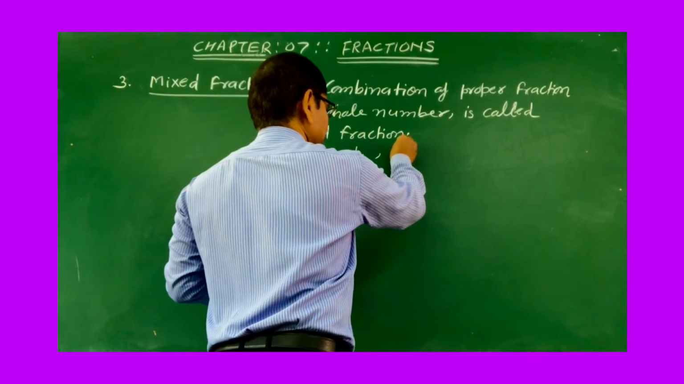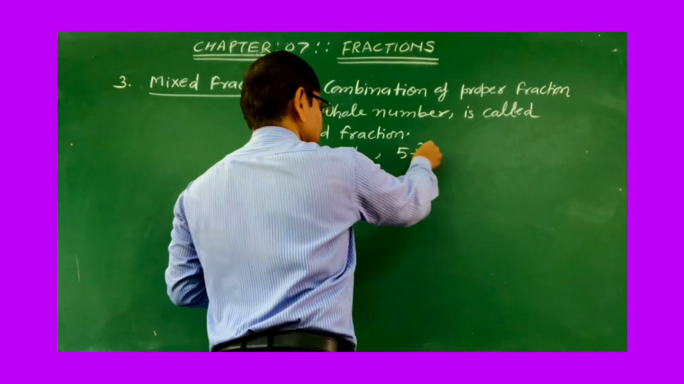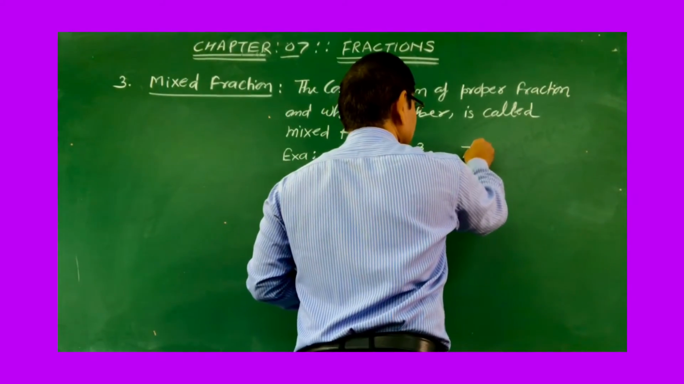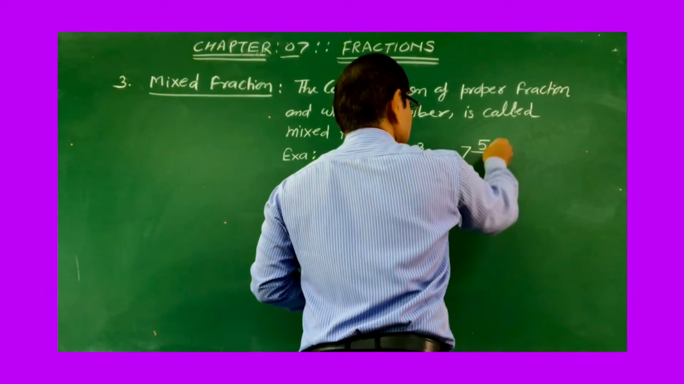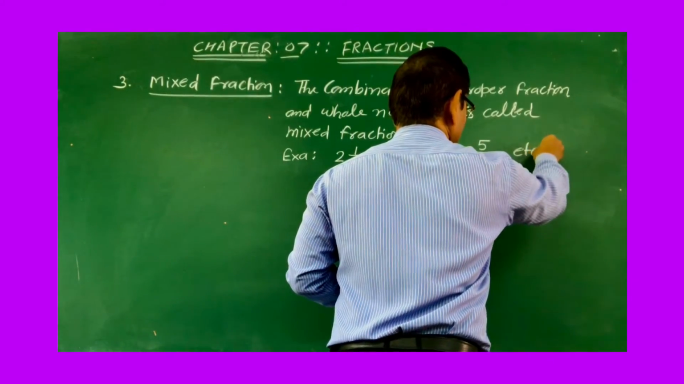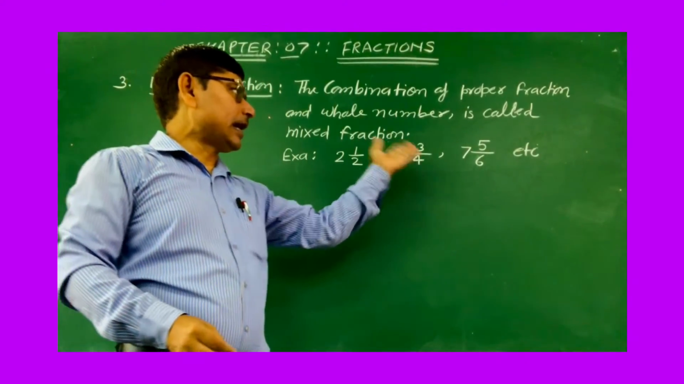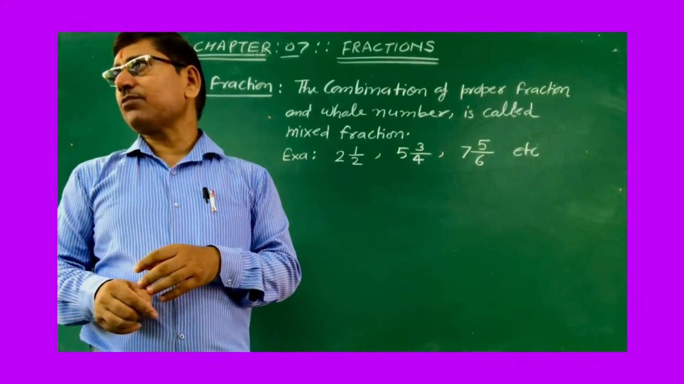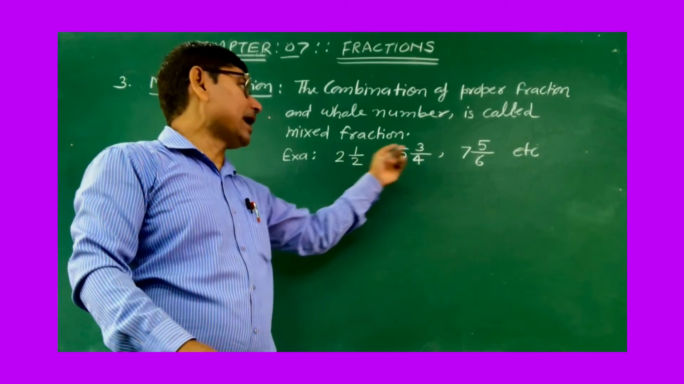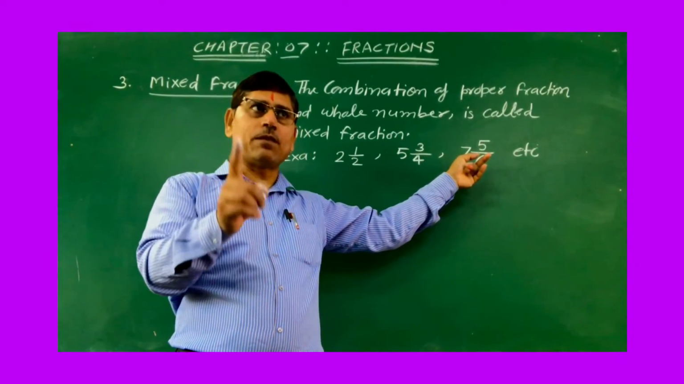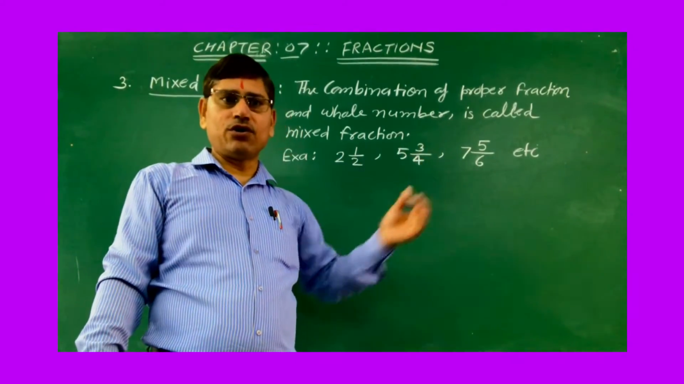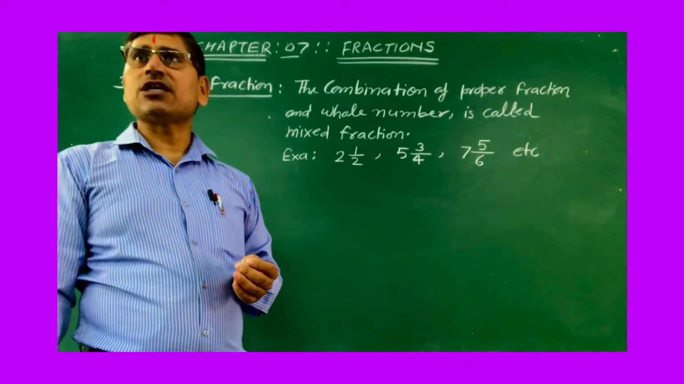And let 5 and 3 by 4. So this is also a mixed fraction. After that, taking next 7 and 5 by 6. So this is also a mixed fraction. So these all types are known as mixed fraction, in which one part is whole and the second part is proper fraction, not improper, proper fraction. So this type of fraction is known as mixed fraction.